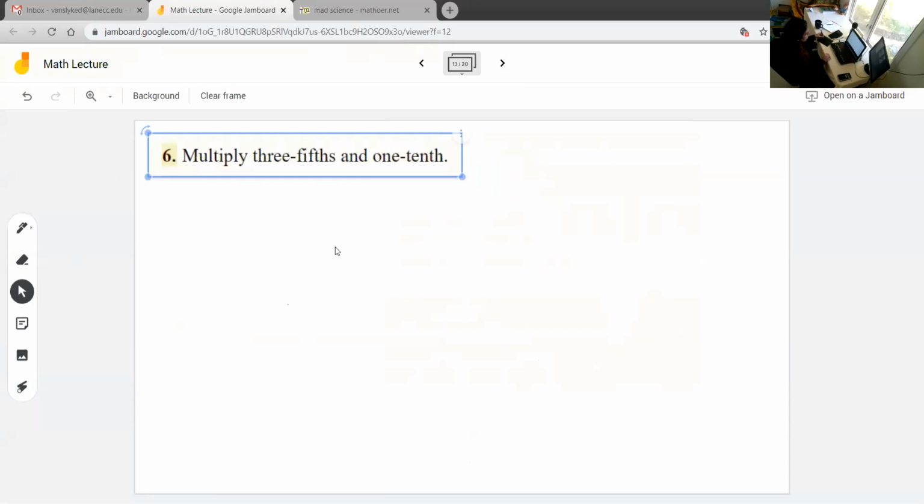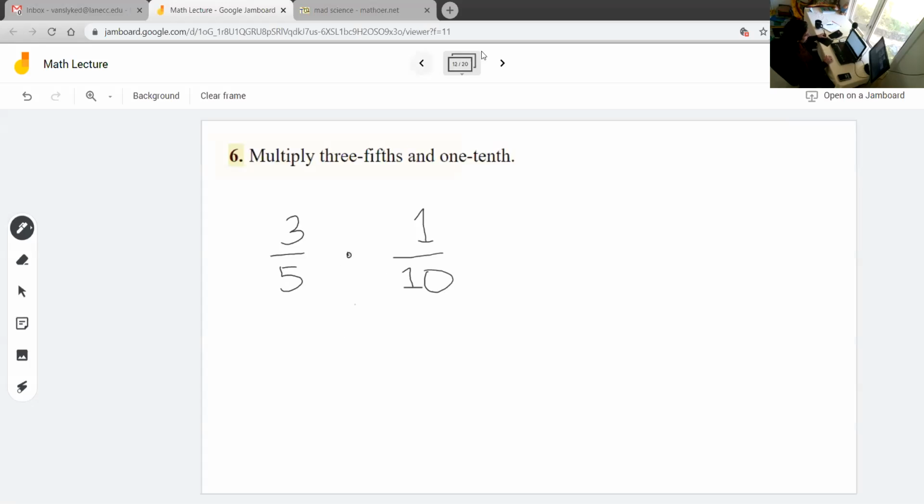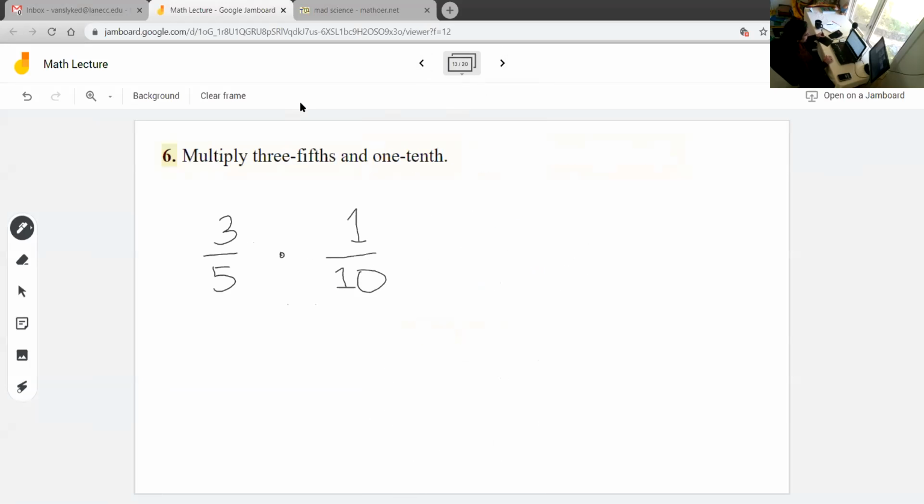Paste, paste, paste. There we go. Okay, so 3/5 and 1/10. In this case, I can't cancel. How is this different than that one? There's a 5 and a 10. A 3 doesn't go into 10. 3 doesn't go into 10, right?